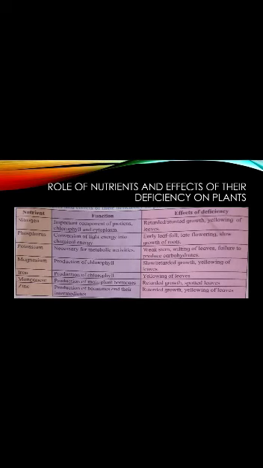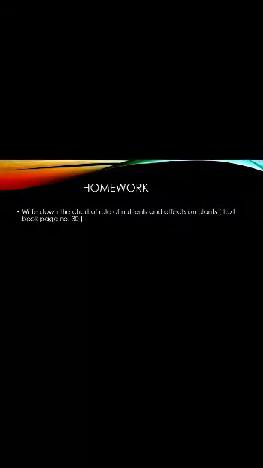So students, this is the chart which shows the role of nutrients and effects of their deficiency on plants. I hope you understood this topic very well. In the next lecture, we will learn about nutrition in animals. Here nutrition in plants is over. Now your homework is that you need to write down this chart which I have told you now in the notebook properly. Understood?